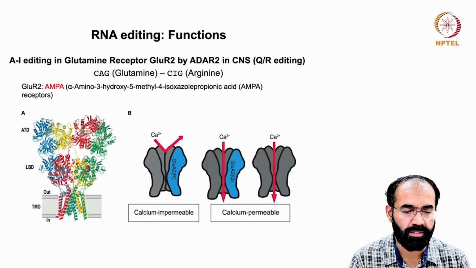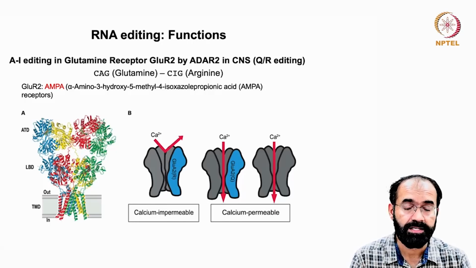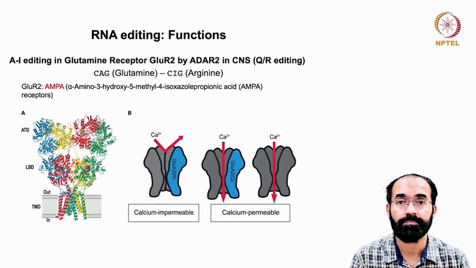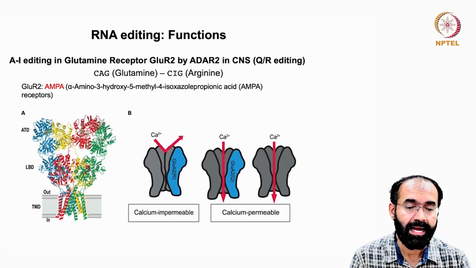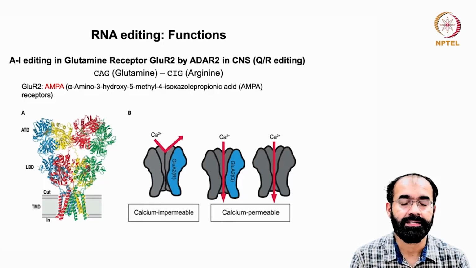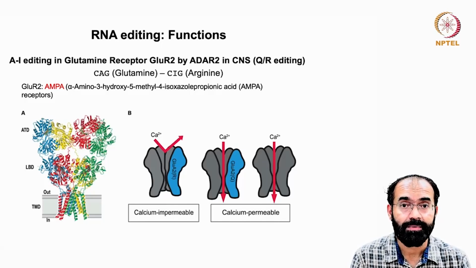So this is how it looks. On the left hand side, panel A, you have the structure that resembles a typical space filling model, which is basically the crystallographic structure. This is derived using X-ray crystallography. And at B, what you are seeing is calcium impermeable or calcium permeable.